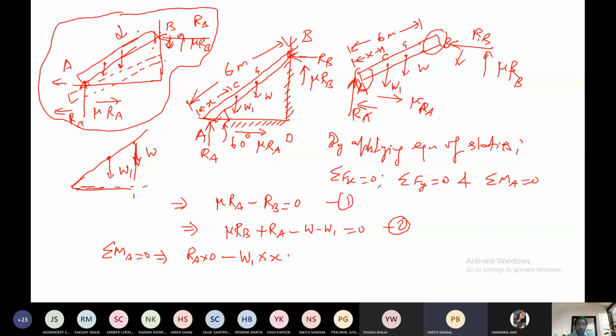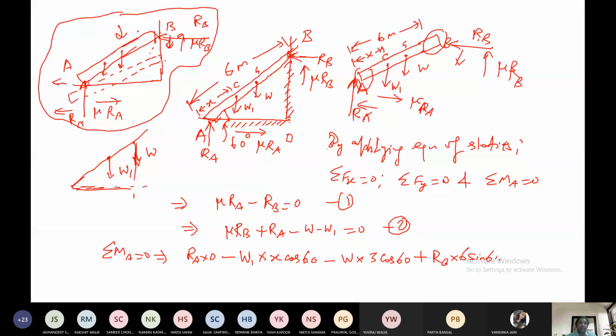60. The angle here is 60. Similarly, minus W into this distance, W is at the center. Based upon the hypotenuse, the total length is 6 meters, so this will be 3 meters, 3 cos 60. Now coming to the force RB, acting here in the anti-clockwise direction. So this will be plus RB into the perpendicular distance. This one is the perpendicular distance, perpendicular upon hypotenuse, so this will be 6 sin 60.